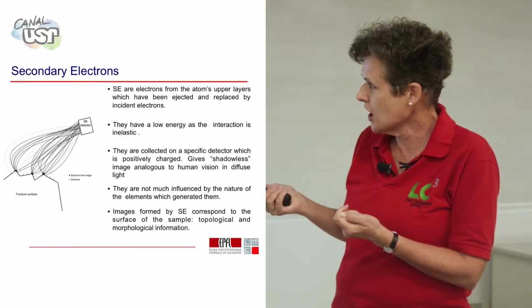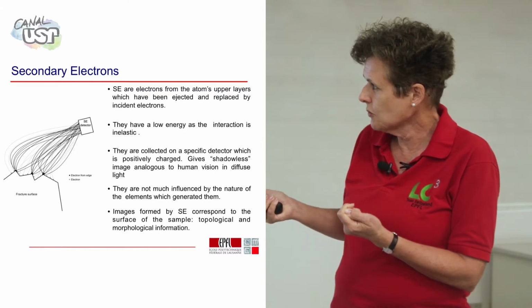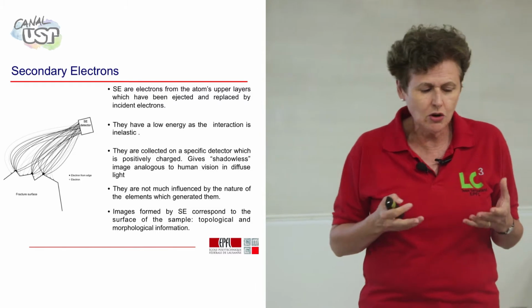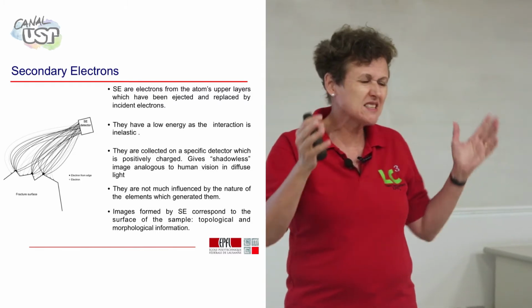And also, because of the way the electrons are detected, with a charge detector here, even if this electron is coming off like this, it will be taken into the detector. You get what's called shadowless imaging, which is actually quite similar to the way we see things visually. So people like secondary electrons because it looks like you're really seeing things, like you see things with light.